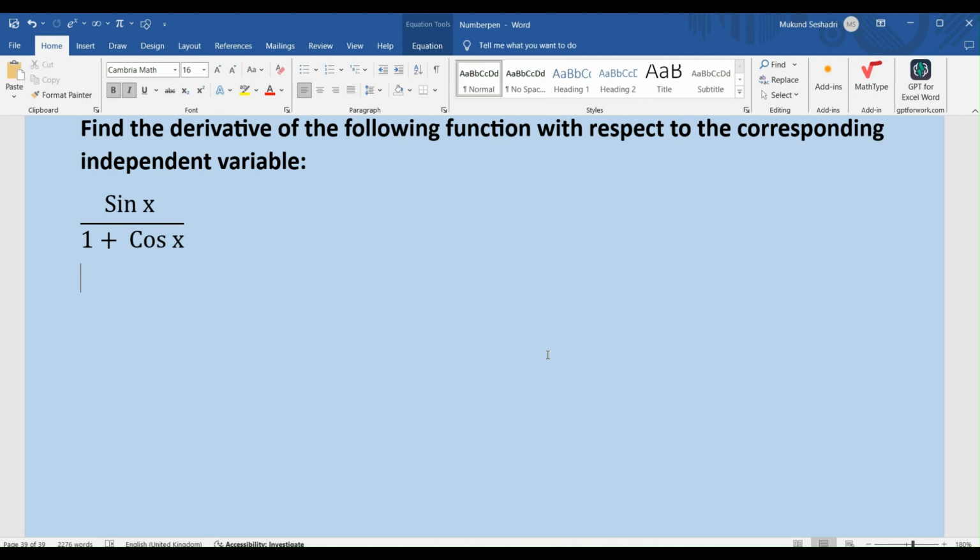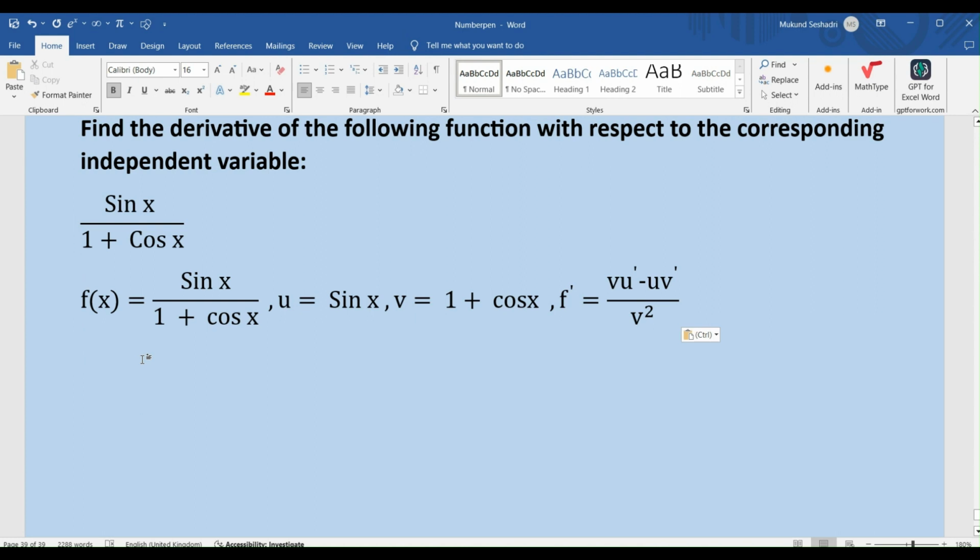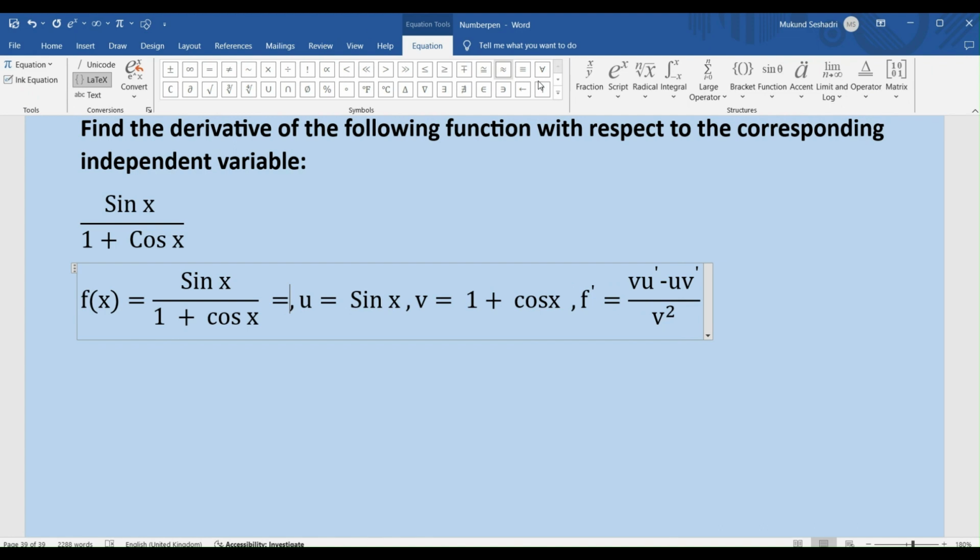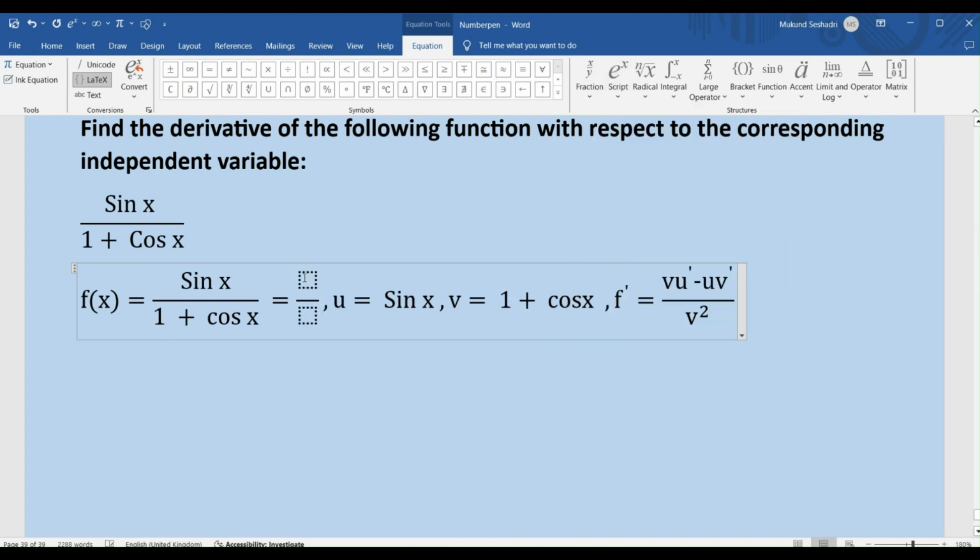Let us write down what we have, right? So there we have our individual expressions written. My f of x is sine x by 1 plus cos x. And then I have my u as sine x. If I may call my u of x as sine x and my v of x as 1 plus cos x, then my f of x is of the type u by v, right? And therefore we apply the quotient rule in differentiation, right?